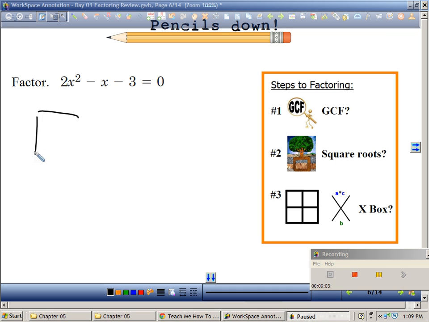So I'm going to draw my box and my X, and I'm going to label, this is my A, 2x squared. This is my C, negative 3. I want to find B. So in order to find B, I'm going to go back over here. This B is negative x. My attic is 2x squared times negative 3, which is negative 6x squared. What two numbers, when I multiply, I get negative 6x squared, but when I add, I get negative x?